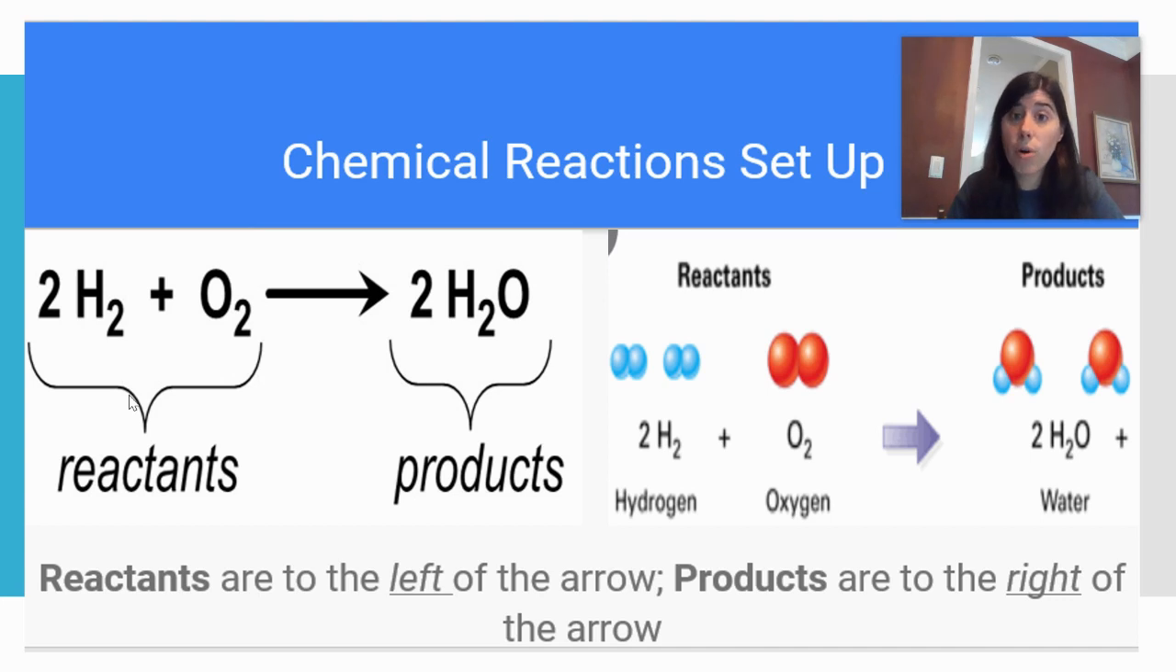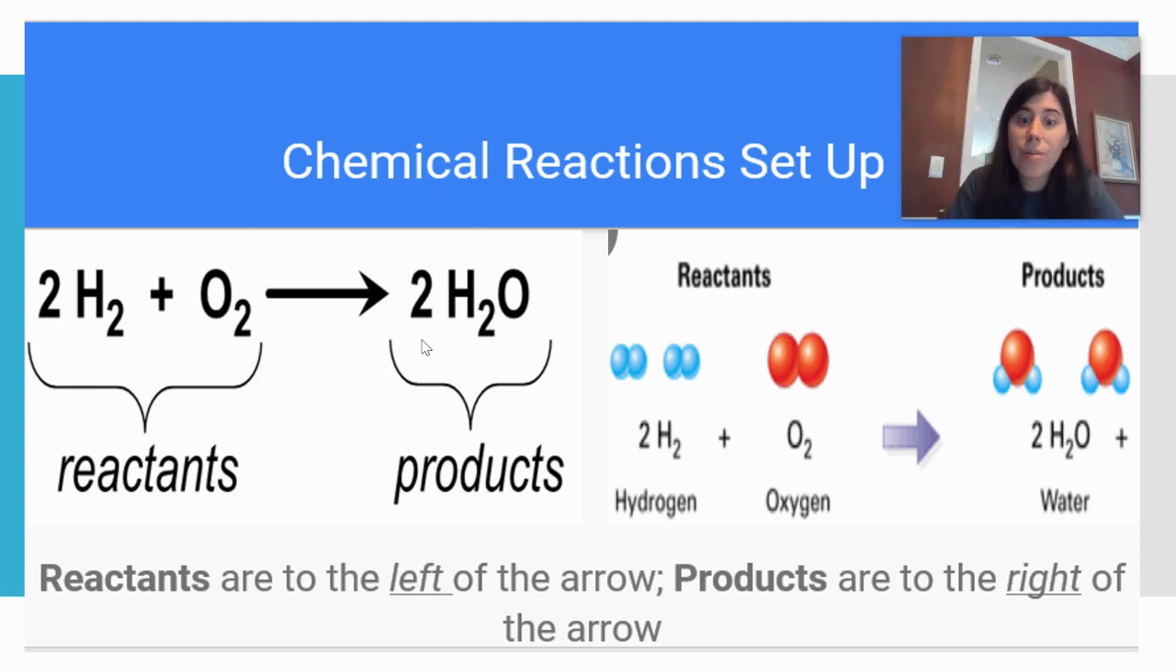So in our formula of making water, we have to start with 4 parts hydrogen. I know that there's 4 parts because 2 and 2 is 4. But I also start with 2 parts of oxygen. Those are what I call reactants. Those are going to react to produce water.